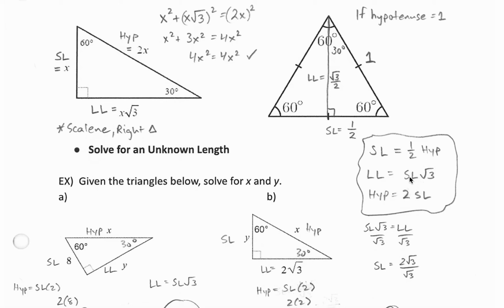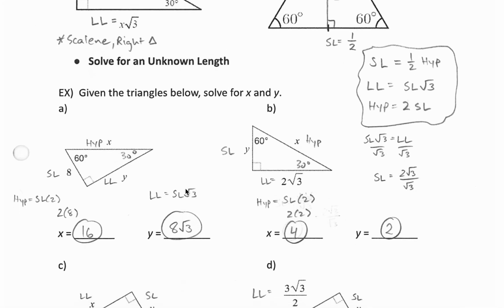For example, if you want to solve for the short leg and you're given the long leg, to do that you would just divide by the square root of 3. But then you would have to rationalize. So as it turns out, the short leg is 1/3 of the long leg times the square root of 3. So lots of different ways that you can use these formulas, but definitely know these ones to begin with.